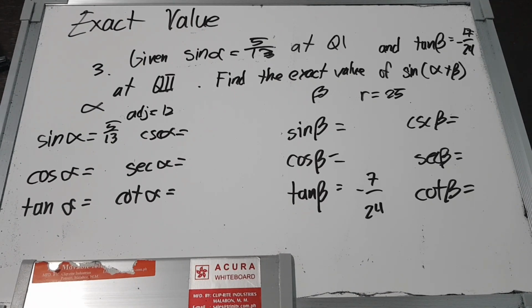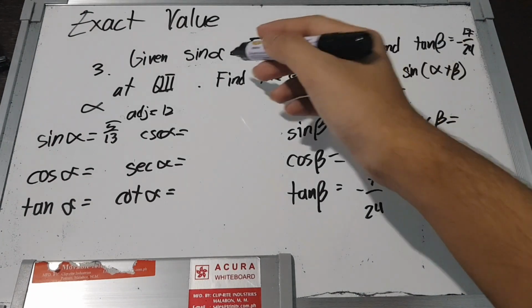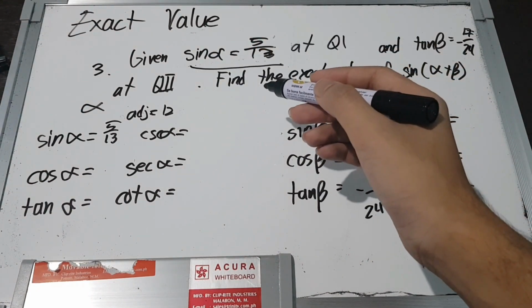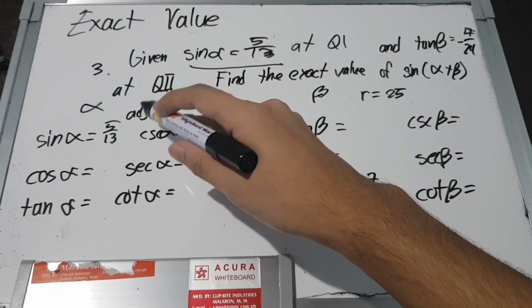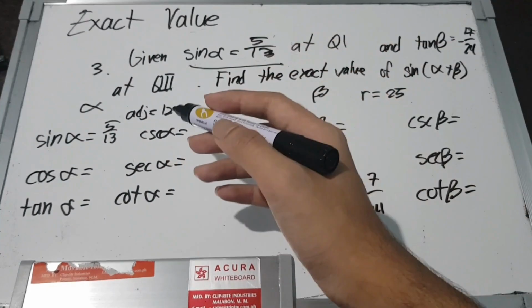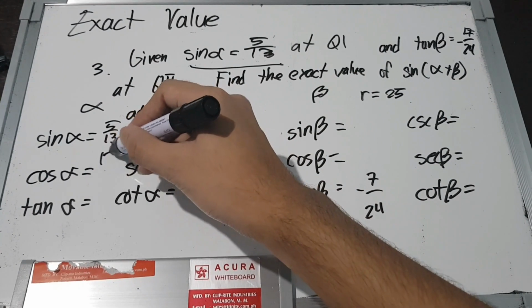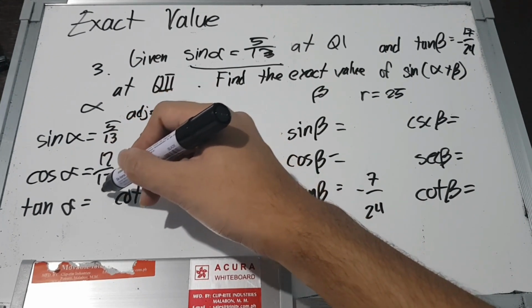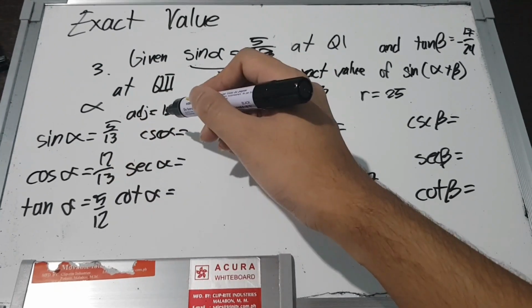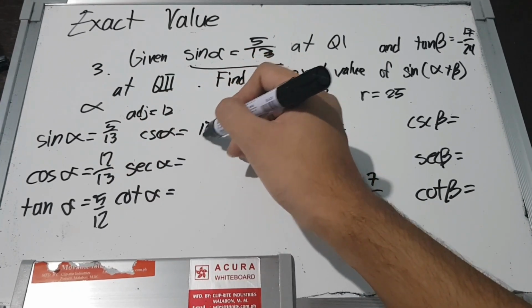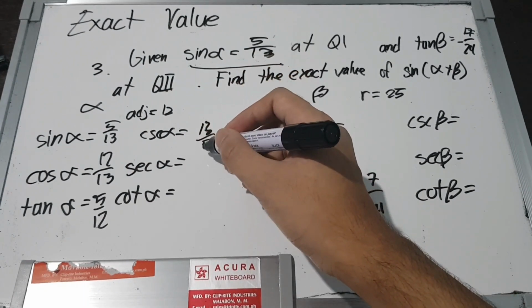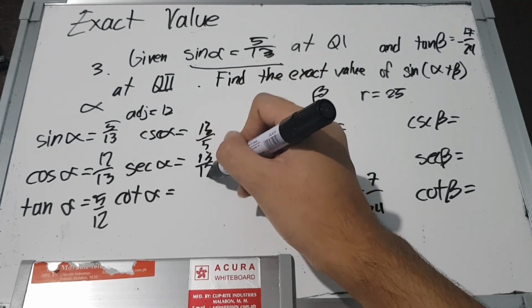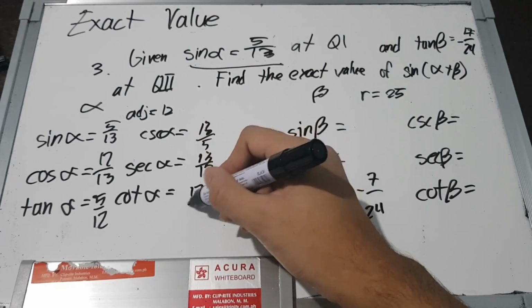First, we need to get the 6 circular functions of both alpha and beta. In this specific example, I would be using the example I used in lesson 2. So, sine alpha equals 5 over 13. Our missing side would be our adjacent side, which is equal to 12. This means that our cosine alpha would be 12 over 13. Our tangent alpha would be 5 over 12. Our cosecant alpha would be 13 over 5. Our secant alpha would be 13 over 12. And our cotangent alpha would be 12 over 5.